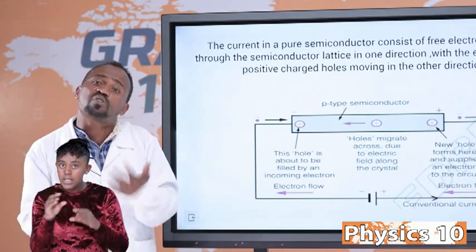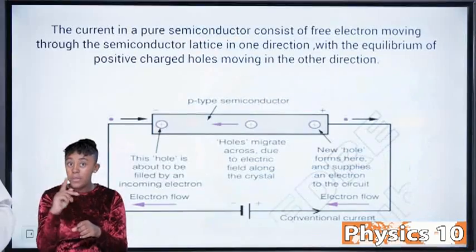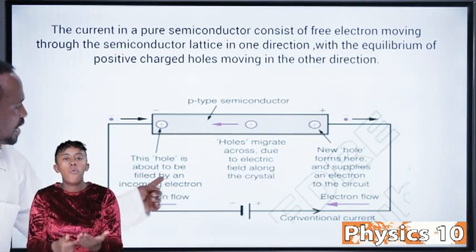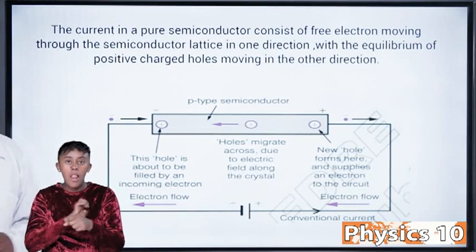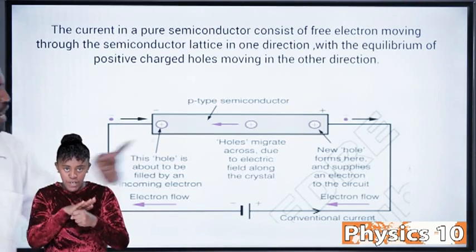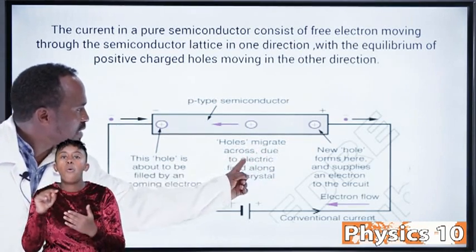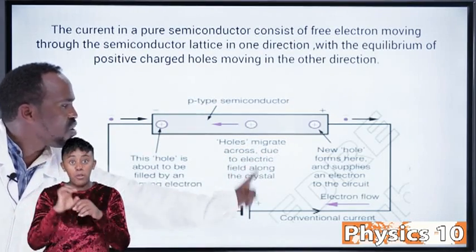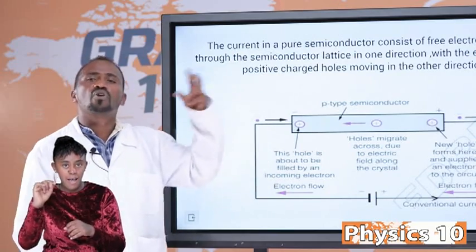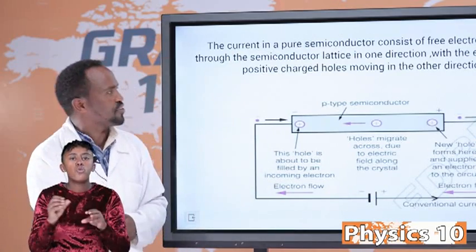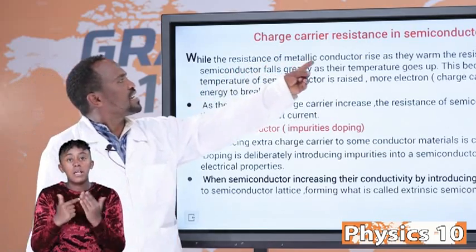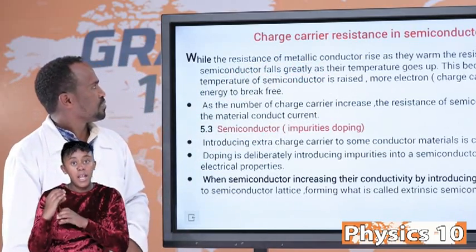Now let us see the movement of electrons only. So there is a hole. This hole is about to be filled by an incoming electron. When the electron comes, the hole is filled, and the hole migrates across due to the electric field along the crystal. This is how the motion of electrons in the lattice is formed. Let's see charge carrier resistance in semiconductors.